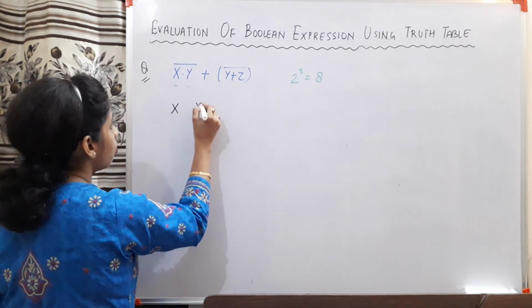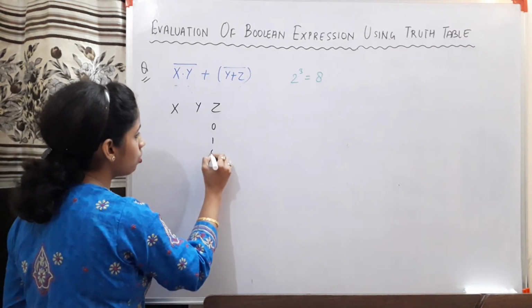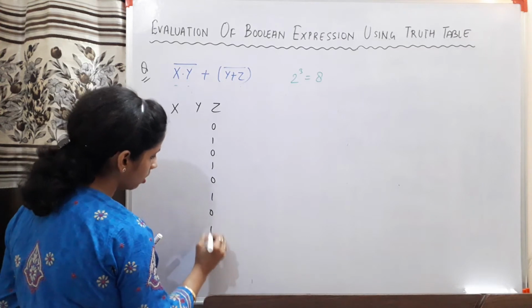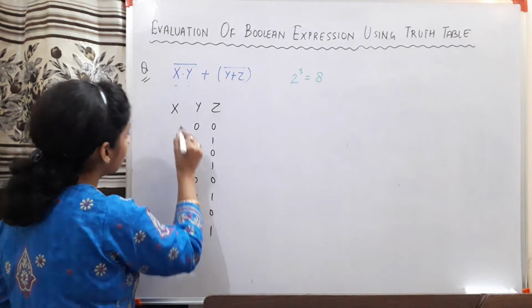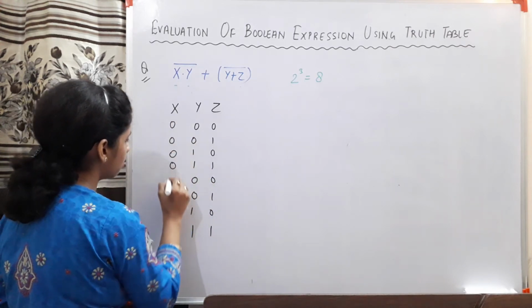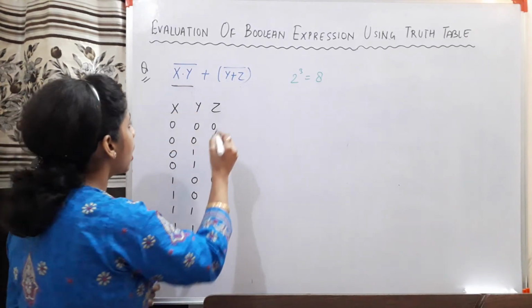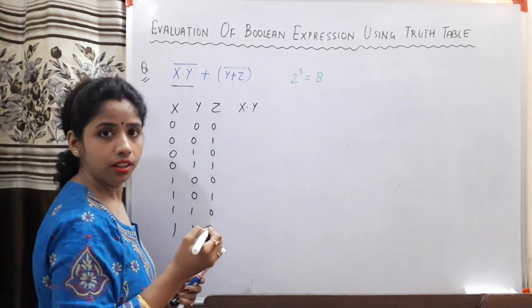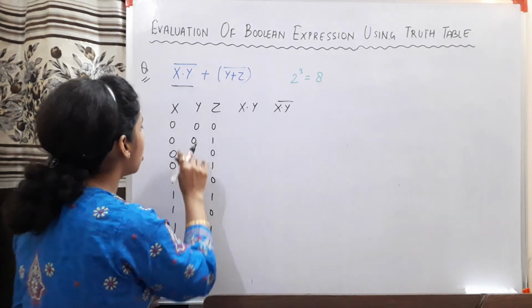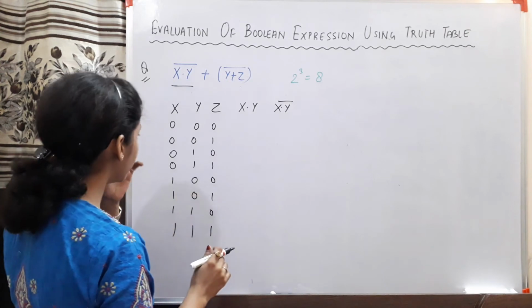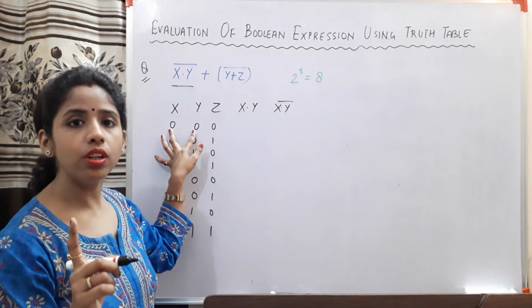First of all, I take x, y and z. Then there will be 8 combinations, so 1 0 1 1 8 times, then 2 zeros 2 ones, then 4 zeros 4 ones. Now to solve this term, I have to first of all find out x dot y, right, and then I will find out x dot y whole bar. So first of all, let us see how to find x dot y. So here you can see this is x and this is y, and dot, in case of dot you get the output as 1 only when all the inputs are 1.